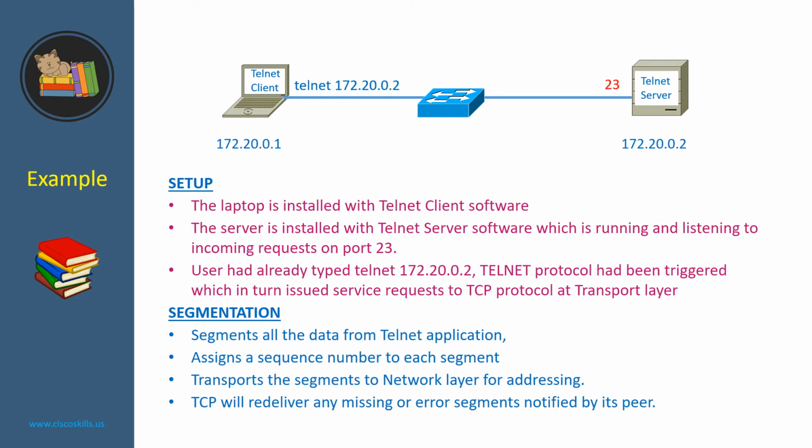Here, what the TCP protocol at transport layer does is segment all the data from the Telnet application. It assigns a sequence number to each segment. It then transports all the segments to network layer for addressing. TCP will redeliver any missing or error segments notified by its peer.